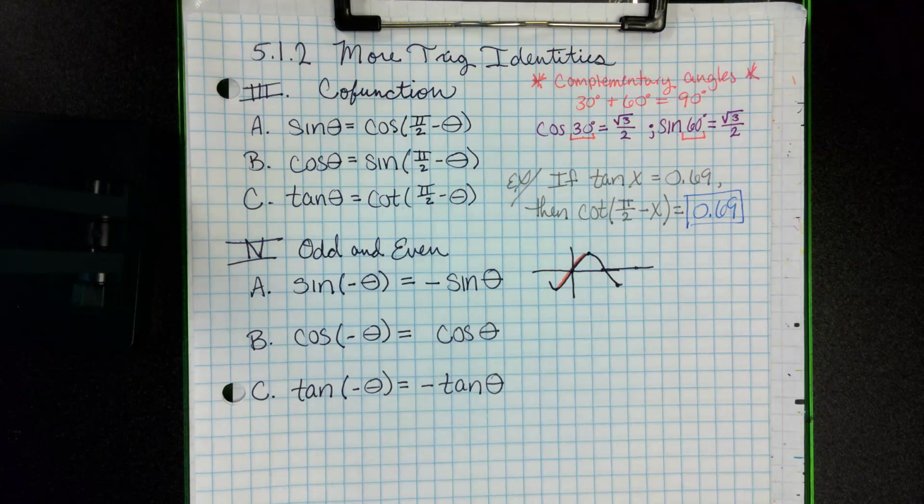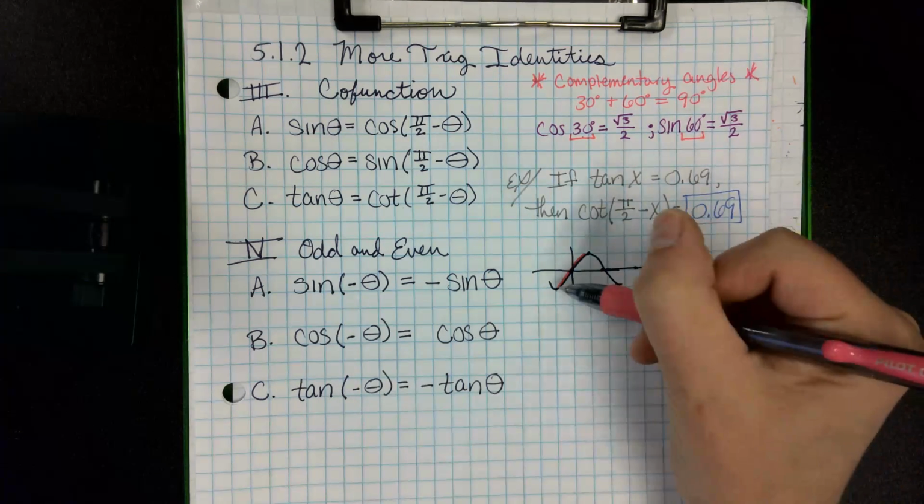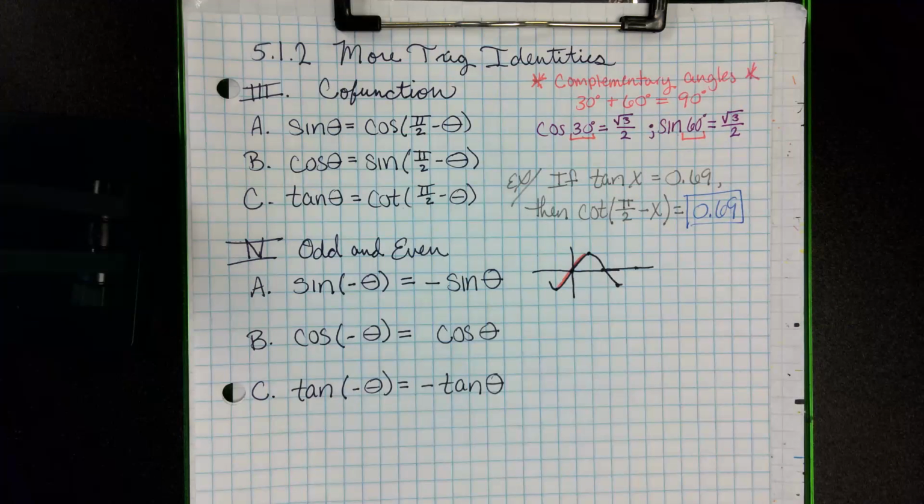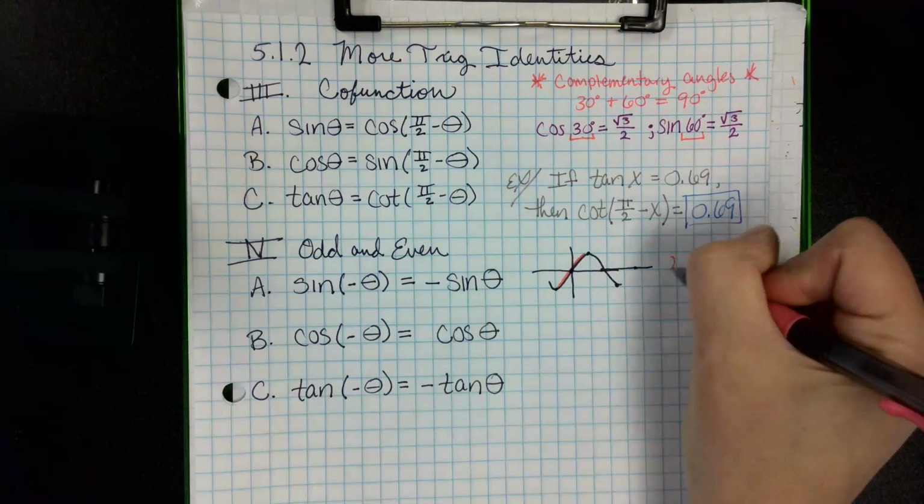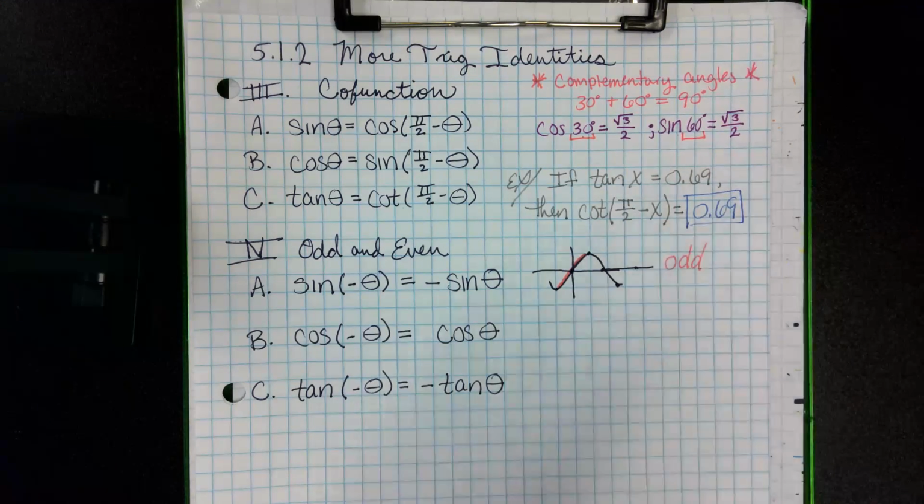So is it odd or even? Is it symmetric about the y-axis? Is the left side of the y-axis symmetric to the right side of the y-axis? For this one, is it symmetric left and right? No, it's not. That looks more like a cubic function than it does a quadratic function, right? It does not look like a parabola. It is not the same on the left and the right. This is odd. It's an odd function. Sine is an odd function.